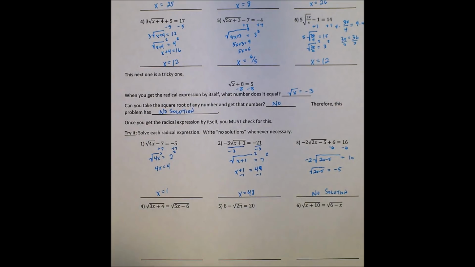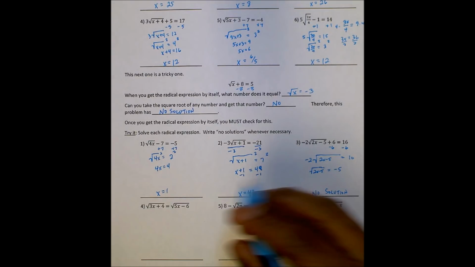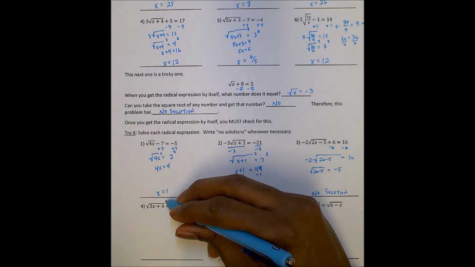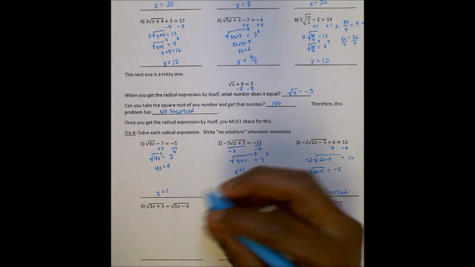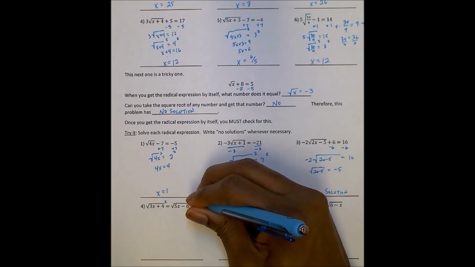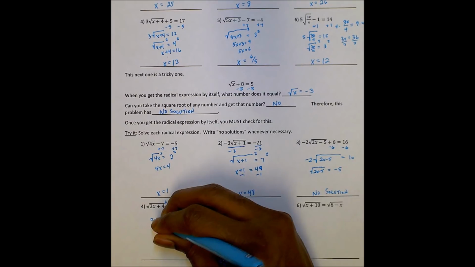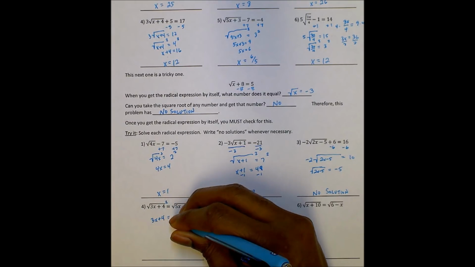Alright, some kind of tough problems down here. We have radical 3x plus 4 equals radical 5x minus 6. Now, if we have a radical on both sides, there's not really a way that we're going to get the radical by itself. So I guess we ask ourselves, is the radical by itself on this side? Is the radical by itself on this side? If the answer is yes, then we can square it. 3x plus 4 equals 5x minus 6.